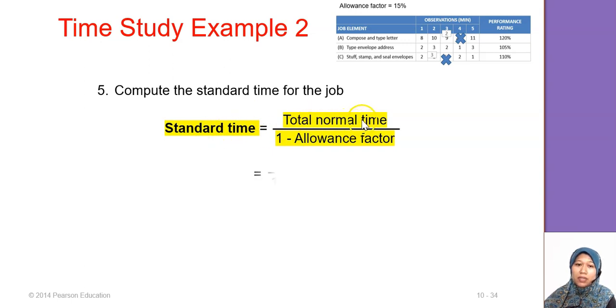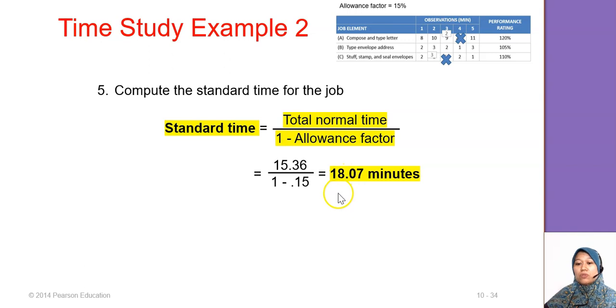Then you can convert to the standard time. The total normal time you got just now, 15.36, divided by 1 minus the allowance factor of 15%, so 0.15. You get 18.07. So to complete all the elements A, B, C, you need 18.07 minutes. That's the standard time. Anyone doing the job needs to follow this standard time. If you go below, you're very good. If you go higher than 18.07 minutes, then you need to go faster so that you follow the standard time.